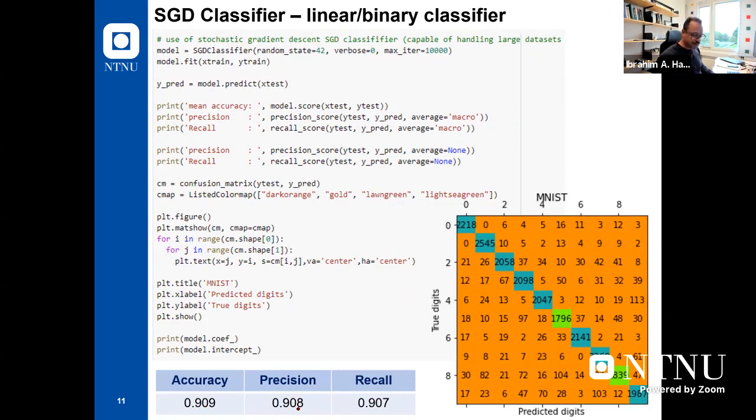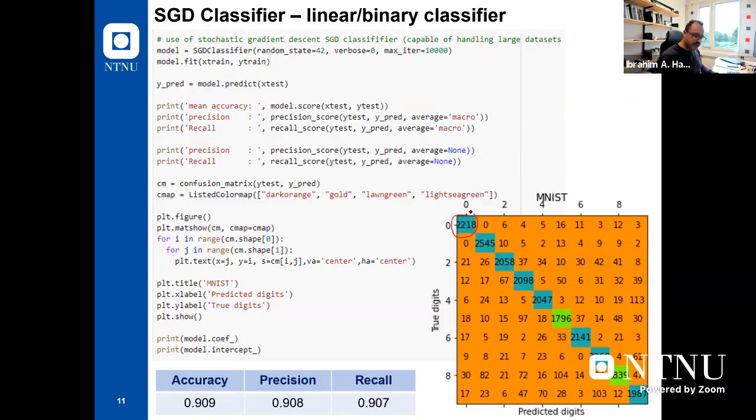We have this accuracy, precision, recall, right? And this is the confusion matrix. We did confusion matrix for 2 classes before. Now we can do it for 10 classes. In this problem, the classes are from 0 to 9, so we can plot the true digits against the predicted digits, right? What does this one mean?